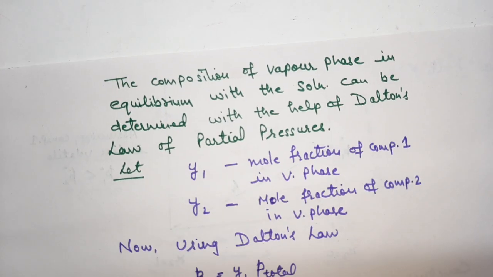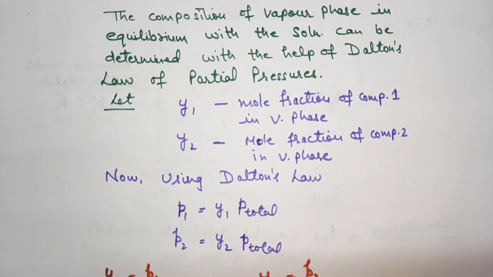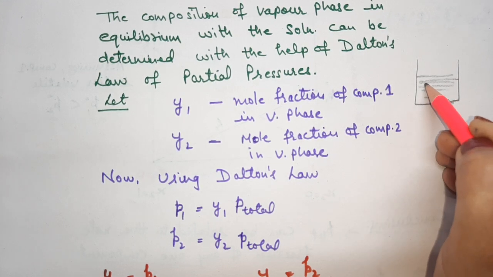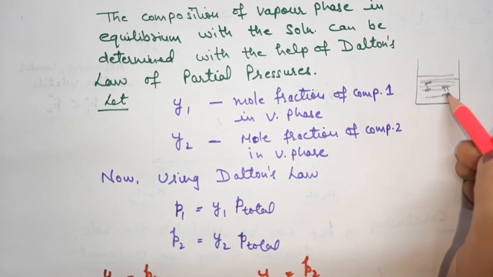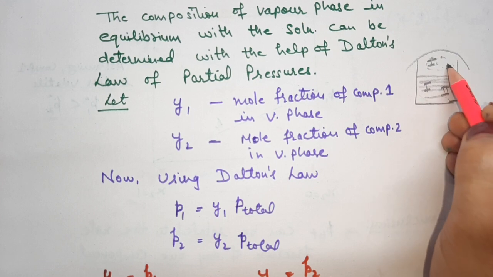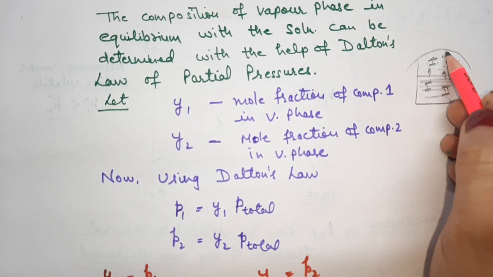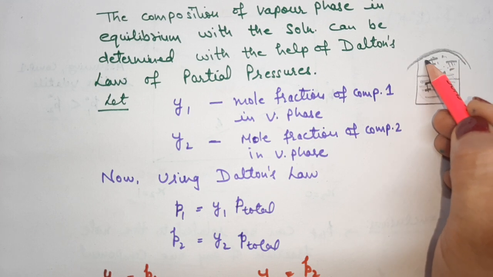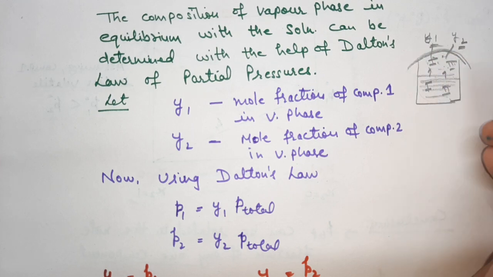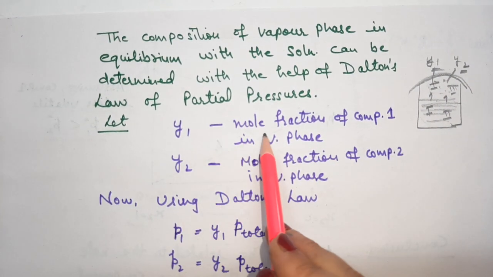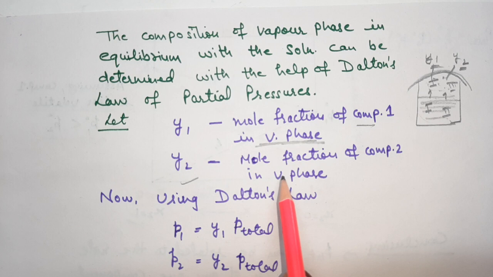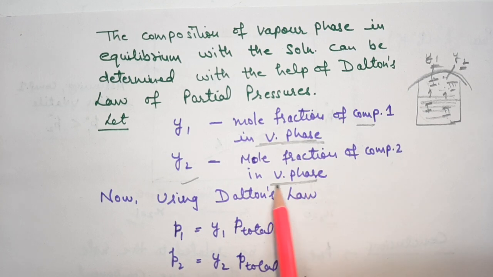So next is the composition in the vapor phase. Previously we discussed the composition of component 1 and component 2 in the solution. Now what is their mole fraction in the vapor phase? If vapors of both component 1 and 2 are present in the vapor phase, then here also they will have some mole fraction. So we denote them by y1 and y2. Let's have y1, that is the mole fraction of component 1 in the vapor phase, and y2 is the mole fraction of component 2 in the vapor phase.